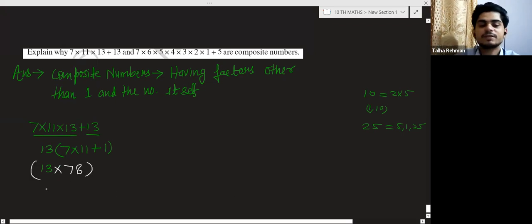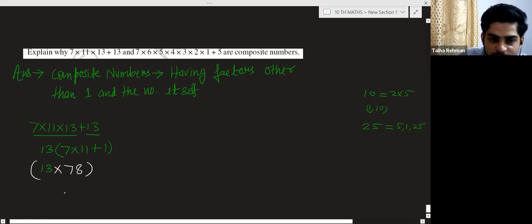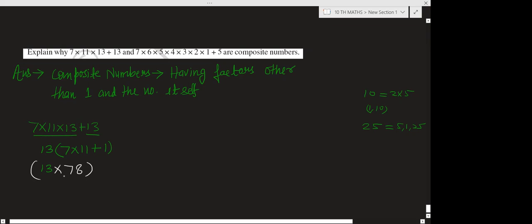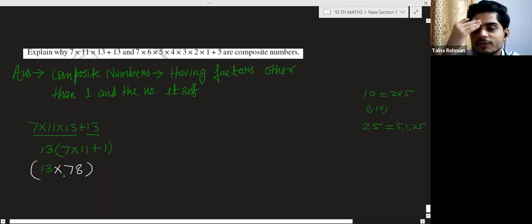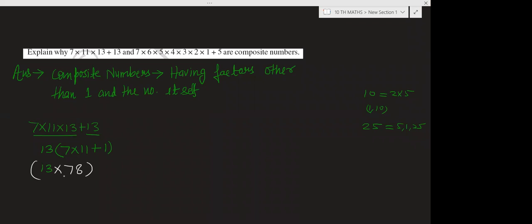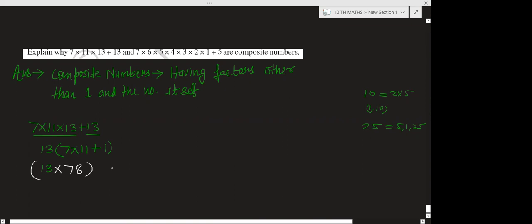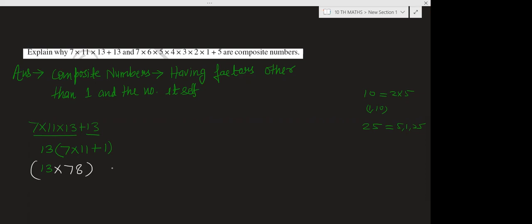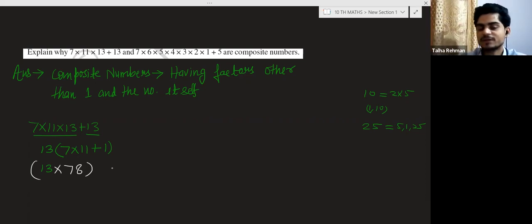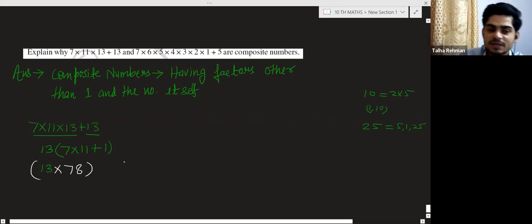So, we have to tell whether this is composite or not. 13 is a factor of this? Yes, sir. 78 is a factor of this? Yes. What is the meaning of factor? A factor is that number which divides the number completely. So 13 will divide this completely, and 78 will divide completely. And when we multiply this, we will get some number, and that number also can divide this number. And 1 can also divide this number. Means it has factors other than 1 and the number itself. You can write here, the given number is a composite number. Okay.